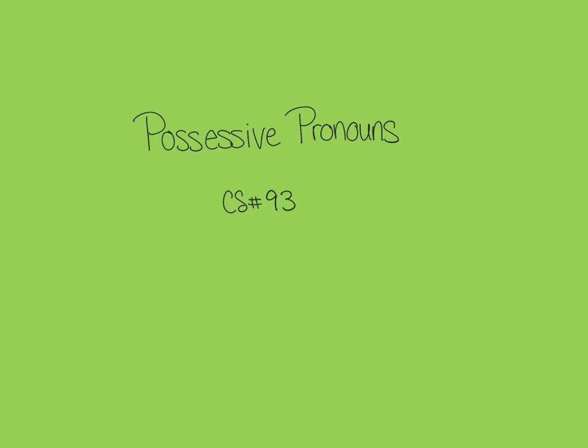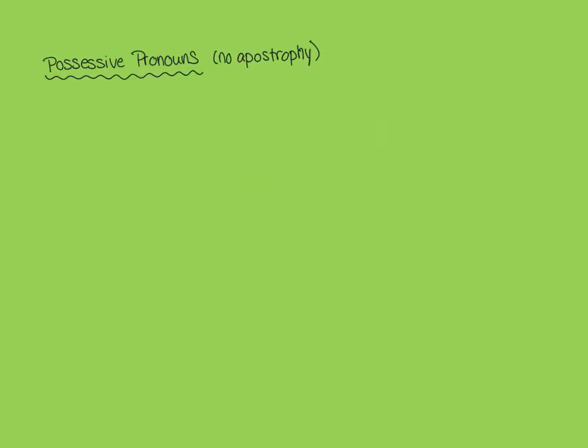Today's lesson is on possessive pronouns. It can be found in CS number 93. Possessive pronouns are pronouns that are used to show possession. So typically, if I was to say that this is John, but this pen is John's, we'd add an apostrophe S, but we do something different with pronouns.